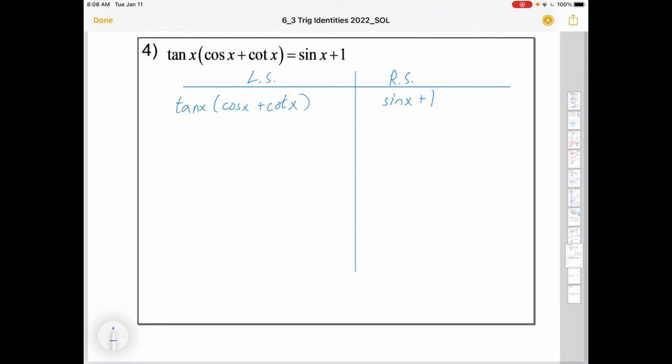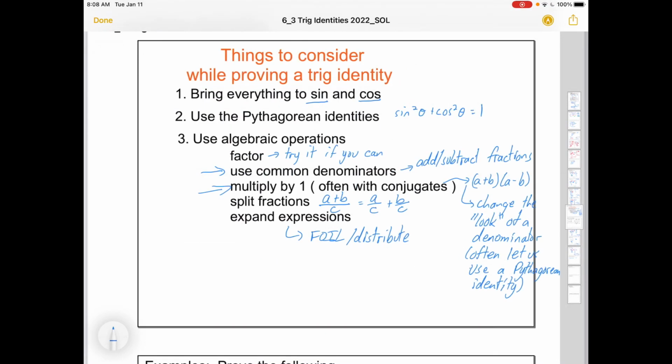Okay, here comes another one. We've got tan x times cos x plus cotangent x is allegedly equal to the simpler expression of sine x plus 1. If I ask you to graph what's on the right, no problem. If I ask you to graph what's on the left, very confusing. So when I look at this, it has so many trig ratios, I would be inclined to use the first suggestion, which is bring everything down to sine and cosine.